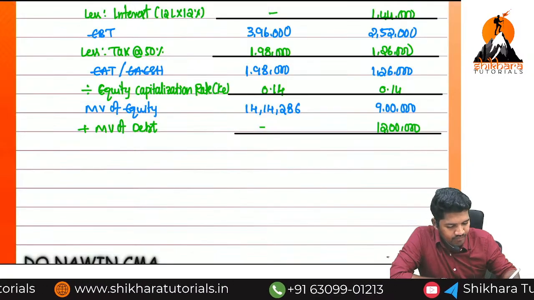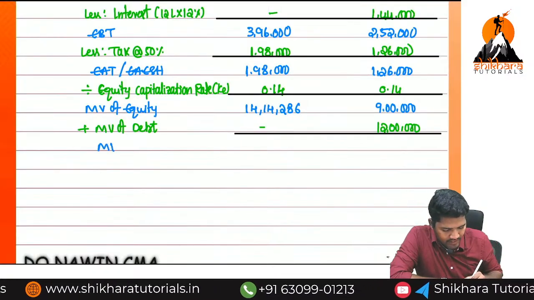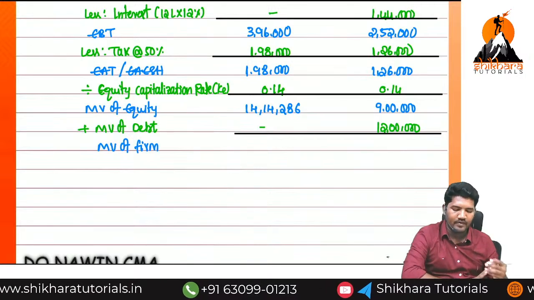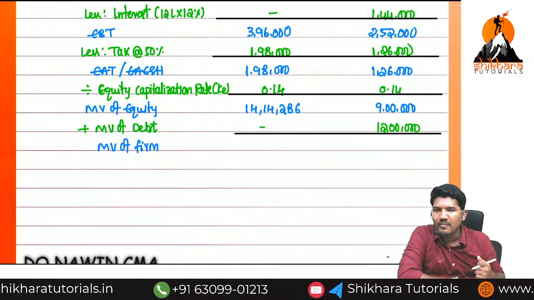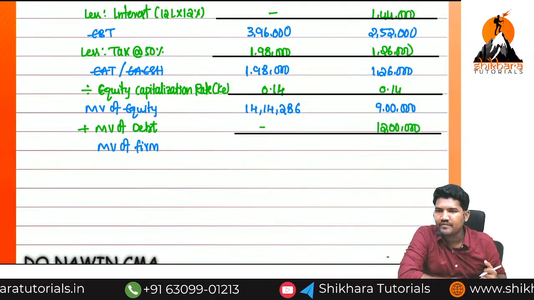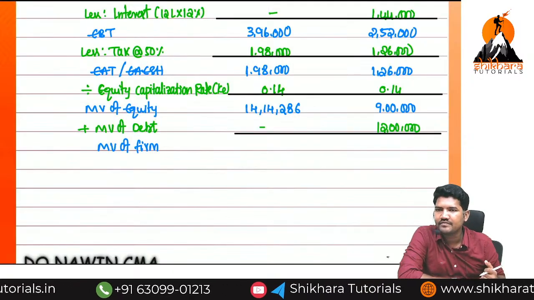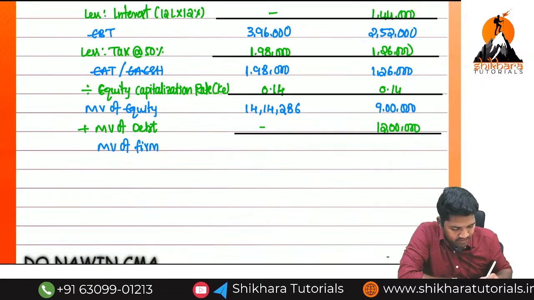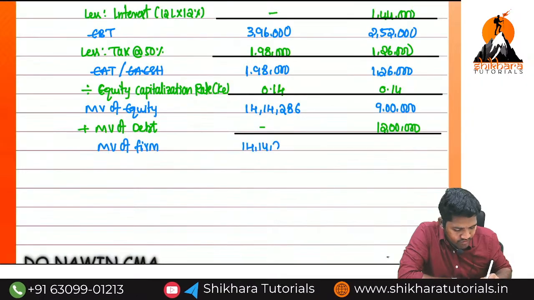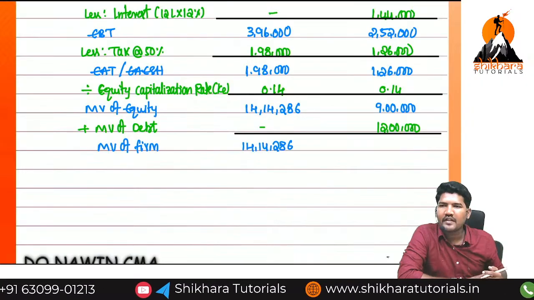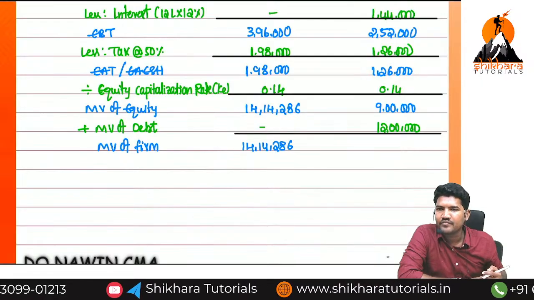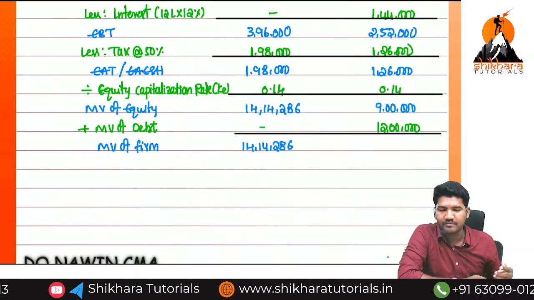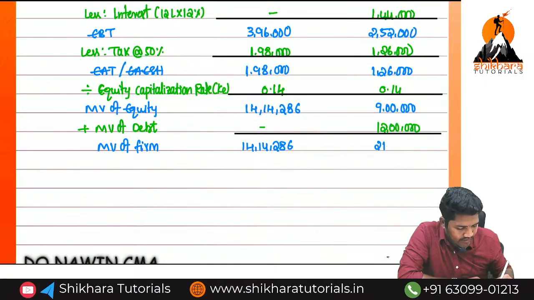So what is the outcome? Market value of firm. How do we get the market value of firm? Market value of equity plus market value of debt. But S Limited has no debt, right? So the market value of equity is nothing but the market value of firm. Amount please: 14 lakh 14,286. What about the market value for A Limited? Equity plus debt, because it is a levered firm. Answer: 21 lakhs.